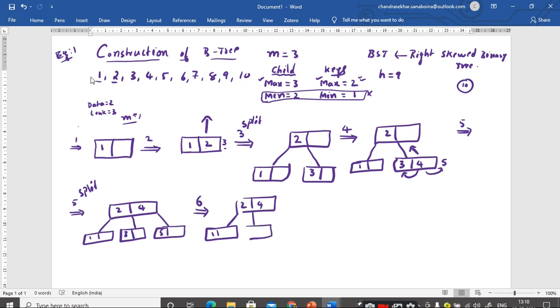What is this one? This is 3. And sir, what happens to the right child of this 4? 5 and 6, sir. 5 and 6. Now again, the next element is 7.